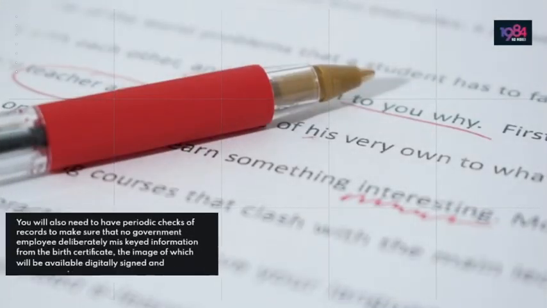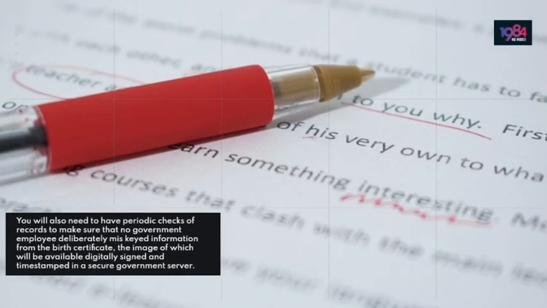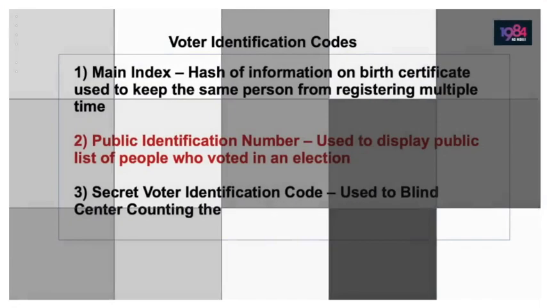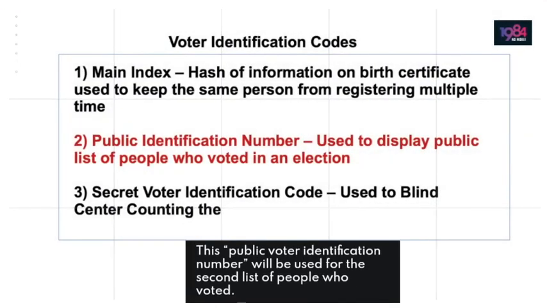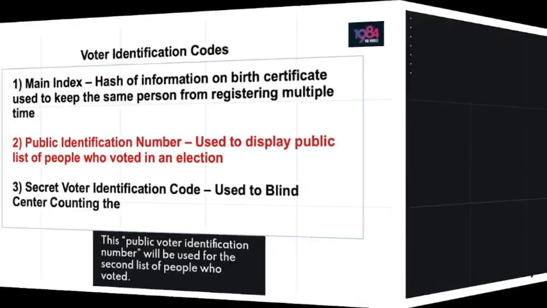You will also need to have periodic checks of records to make sure that no government employee deliberately miskeyed information from the birth certificate, the image of which will be available digitally signed and timestamped in a secure government server. This public voter identification number will be used for the second list of people who voted.